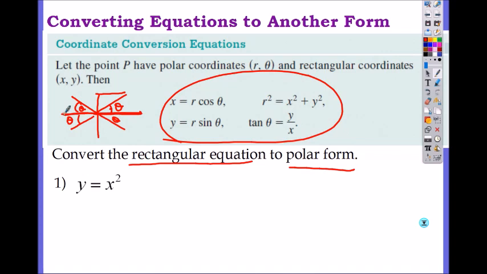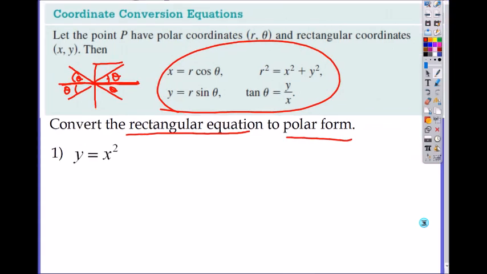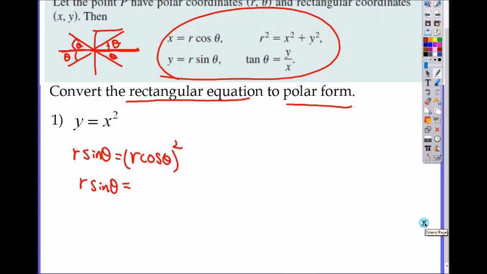So number one, when we are converting a rectangular equation to polar, we want to get rid of all the x and y's. So what would you do? Convert y into what? r sine theta. What is x squared? x is r cosine theta, squared. So you get r sine theta equals, what is r cosine theta times r cosine theta? r squared cosine squared theta.